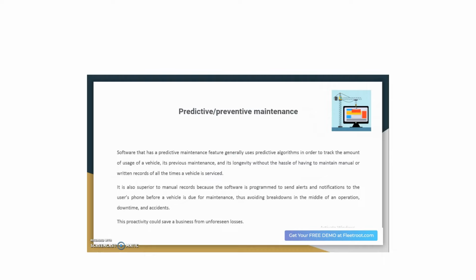Now let's discuss predictive maintenance. Software that has a predictive maintenance feature generally uses predictive algorithms in order to track the amount of usage of a vehicle, its previous maintenance and its longevity without the hassle of having to maintain manual or written records of all the times a vehicle is serviced. It is also superior to manual records because the software is programmed to send alerts and notifications to the user's phone before a vehicle is due for maintenance, thus avoiding breakdown in the middle of an operation, downtime and accidents. This proactivity could save a business from unforeseen losses.